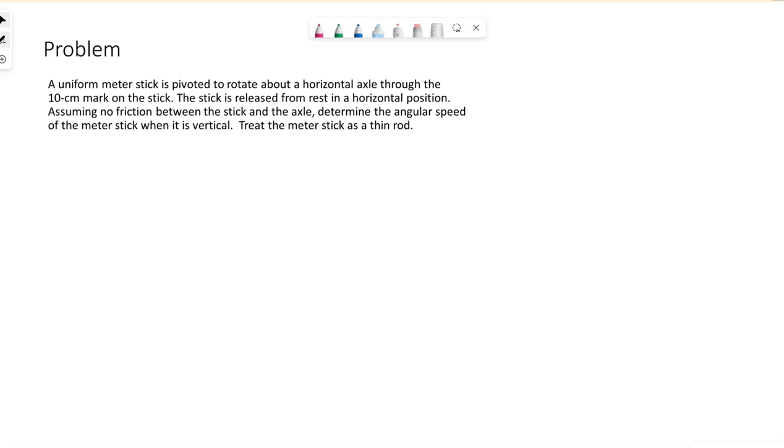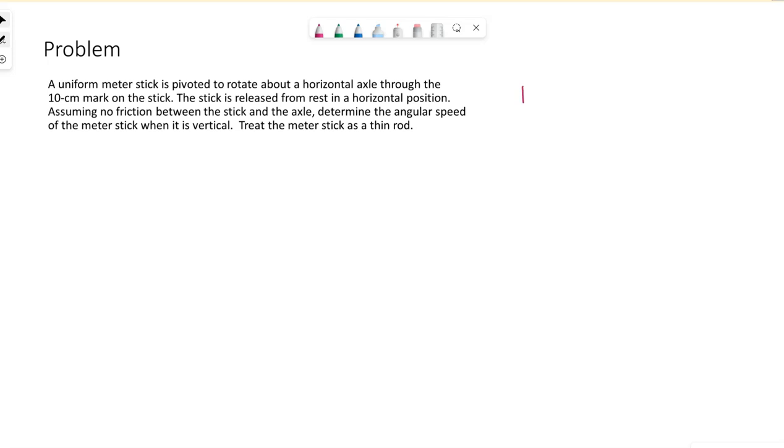So we have another problem here. We have a meter stick, a uniform meter stick, pivoted to rotate about a horizontal axle through the 10 centimeter mark on the stick. The stick is released from rest in a horizontal position. Assuming no friction between the stick and the axle, determine the angular speed of the meter stick when it is vertical. Treat the meter stick as a thin rod.